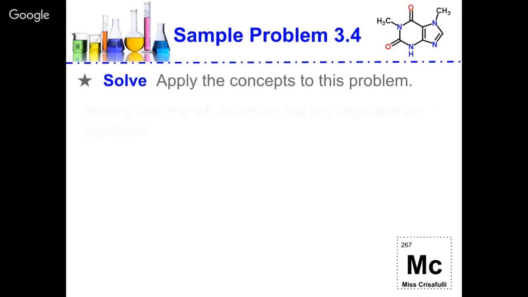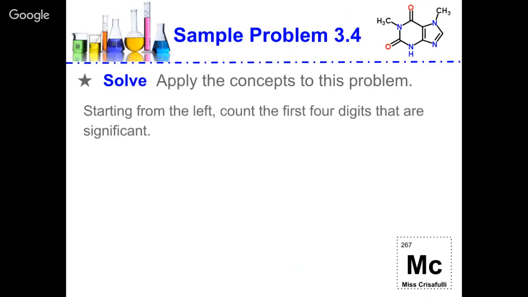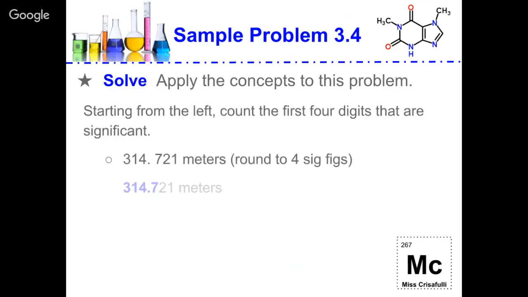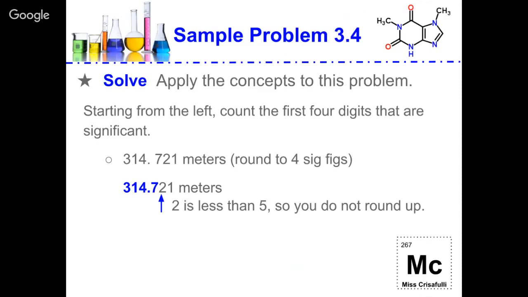So let's look at the first example. We're going to start from the left and count the first 4 digits that are significant. So 3, 1, 4, and 7 are all significant because we need to round this number to 4 significant figures. Now, this 2 is less than 5, so we're not going to round up. So we're going to round this to 314.7 meters. That is rounded to 4 significant figures. And then we're going to write it in scientific notation. That decimal point needs to get moved 2 places to the left, which means that our number is now going to be 3.147 times 10 squared meters.